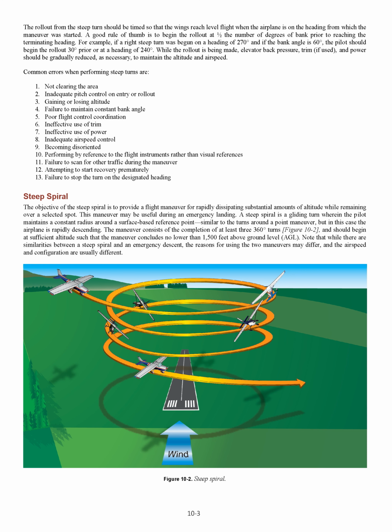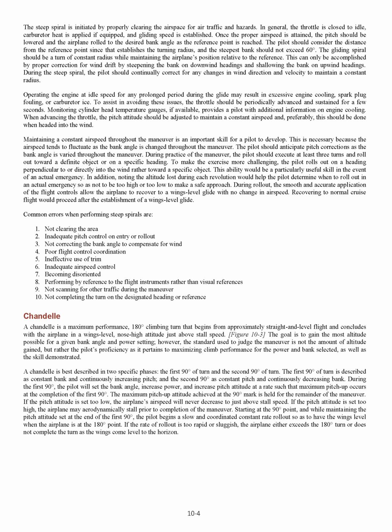Note that while there are similarities between a steep spiral and an emergency descent, the reasons for using the two maneuvers may differ, and the airspeed and configuration are usually different. The steep spiral is initiated by properly clearing the airspace for air traffic and hazards. In general, the throttle is close to idle, carburetor heat is applied if equipped, and gliding speed is established.